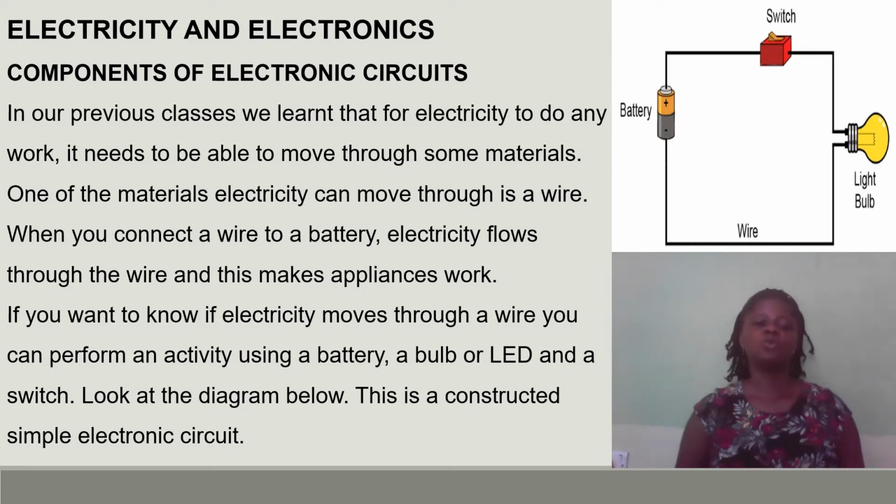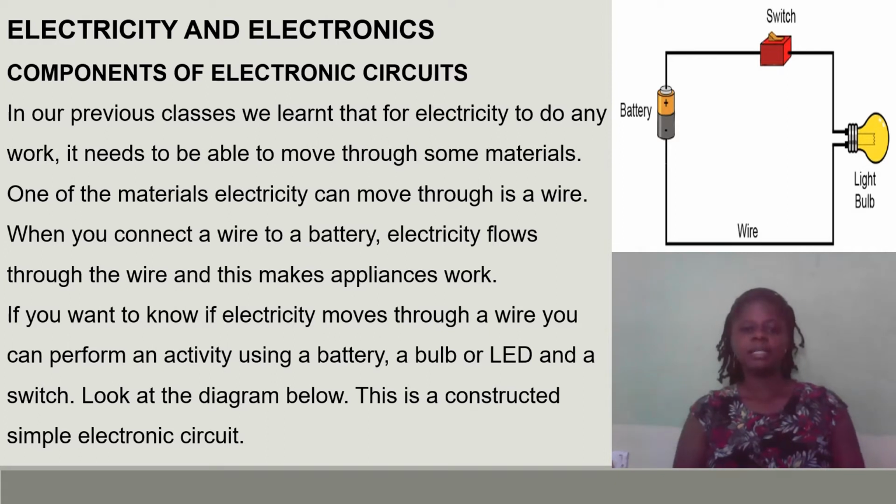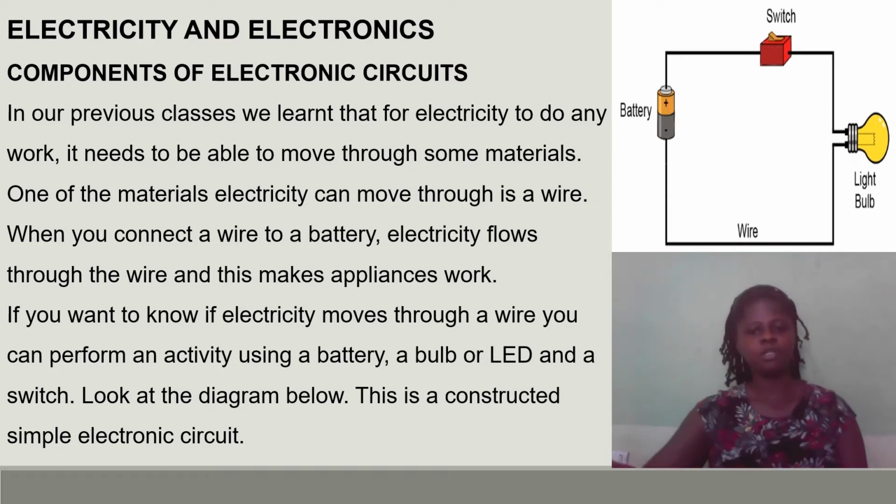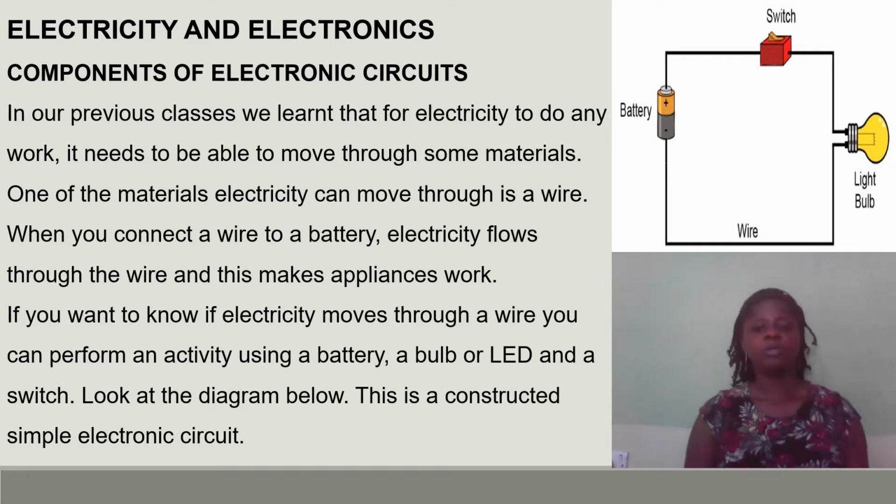In our previous classes we have learned that for electricity to do any work, it needs to be able to move through some material. One of the materials electricity can move through is a wire. When you connect a wire to a battery, electricity flows. Electricity will flow through the wire, and this makes the appliances work.